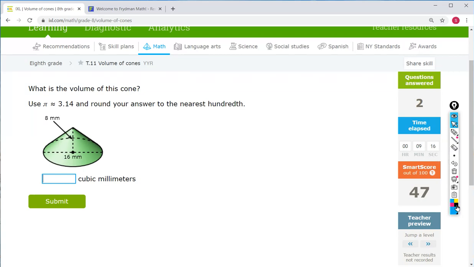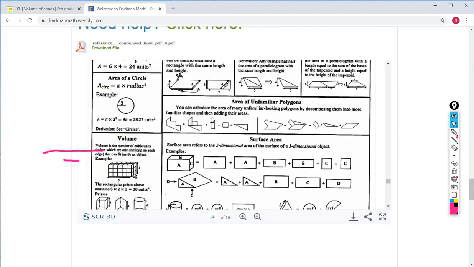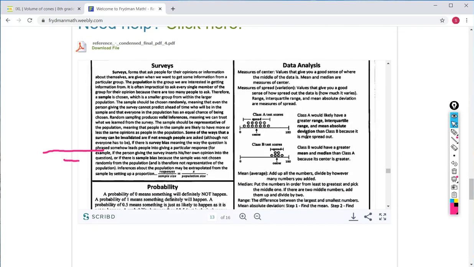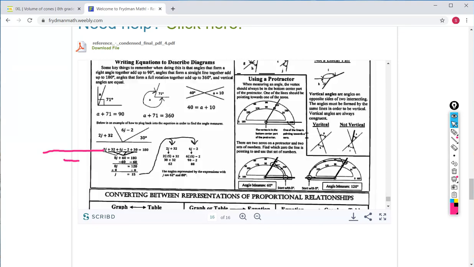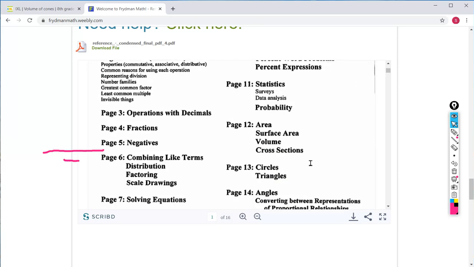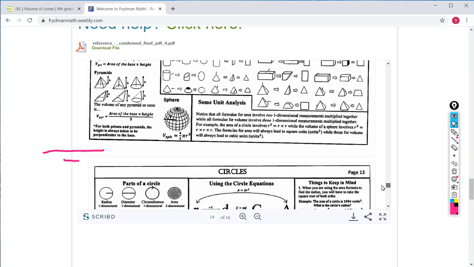So the only difference here is that this dotted line over here is going all the way across the circle. So that means that this 16 millimeters is the diameter of the circle, not the radius. Remember, let's go over here to Frydman math again. Where are circles? I forgot where circles are. I think they're on page 14. No, I don't remember. Let's go to, where are circles? Page 13. I was close.